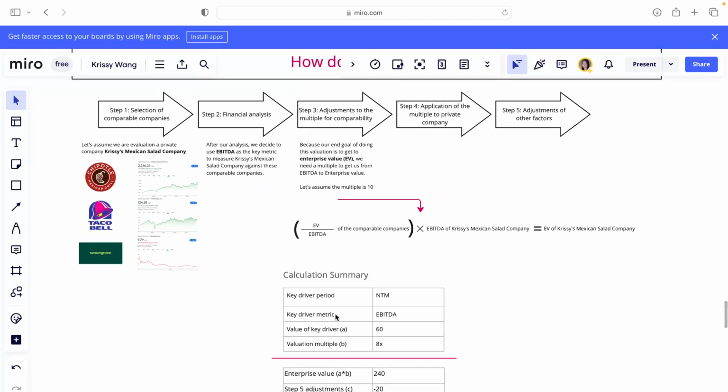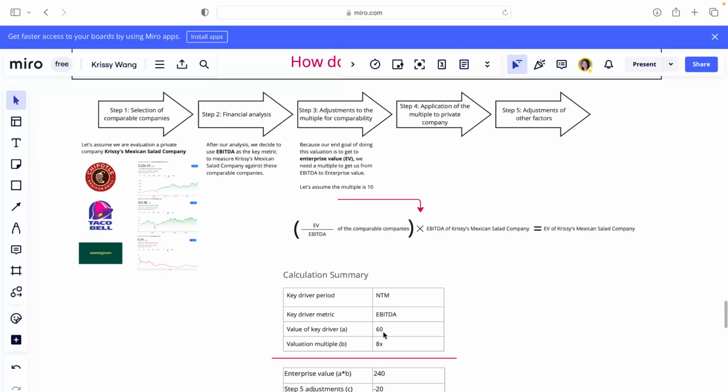So putting everything together, I created this table down here as a summary. I'll walk through the steps again. This is the calculation summary. These are the metrics we selected, which is EBITDA. You also have to pay attention to the key driver period because you want to compare apples to apples, right? It wouldn't be fair if you take 10 years ago Chipotle's EBITDA and compare it with today's Chrissy's company's EBITDA. You're not in the same period, and that's not a good apples-to-apples comparison. You're comparing apples to oranges. So you pick the same time period, and you decide on the key driver metric, which is EBITDA in this case. And then you have the value.